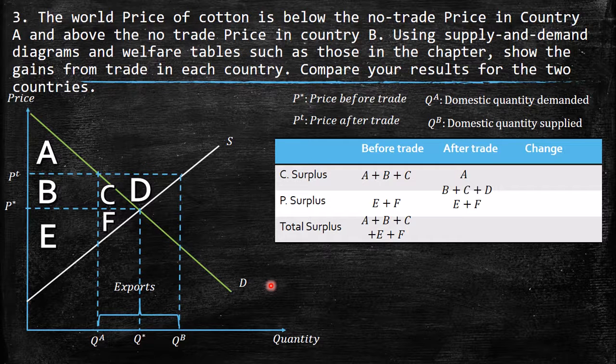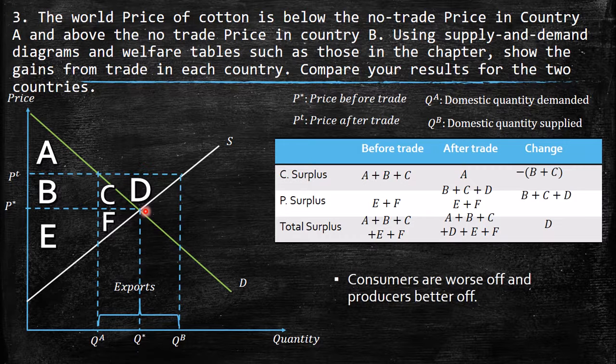So it's kind of a transfer from the consumers to the producers, because instead of E plus F, they will have all this triangle BC plus E plus F. And this plus D is going to be the total surplus. So we already figured out that trade, as with imports, is analogously the same for exports. There is going to be a total welfare increase, where there are going to be losers and winners.